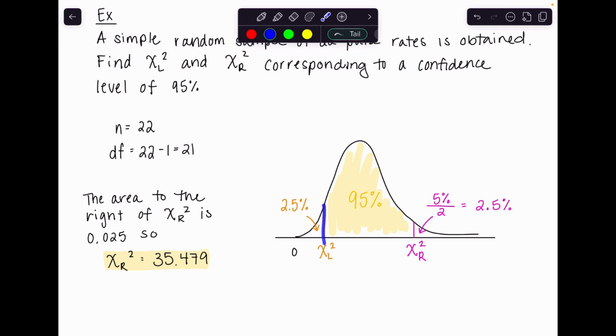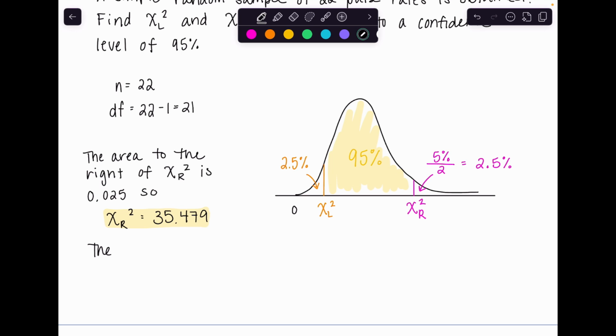Now to figure out this number, I also need the area to the right of that before I can use my chart. So the area to the right of our left critical value is, well, this has to be 2.5%. The whole data has to add up to 100. So really from 1, you're going to subtract 2.5%. So 97.5% of data should be to the right, which as a decimal is 0.975.